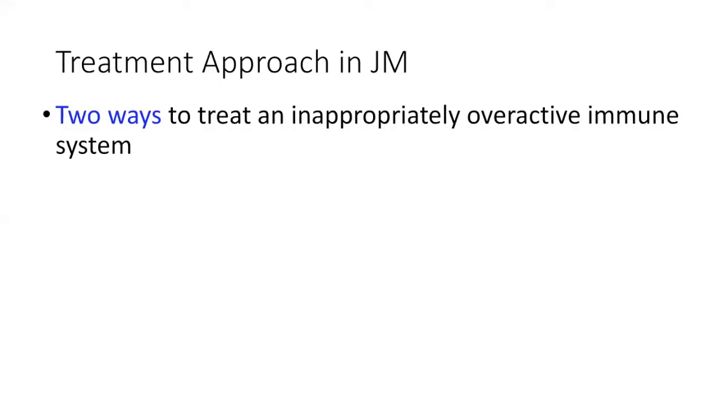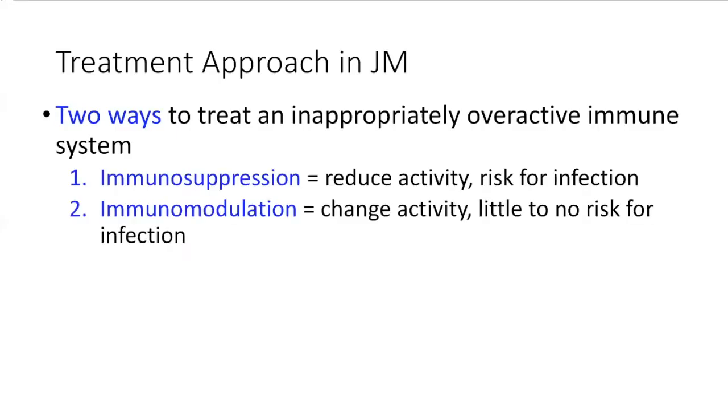And there are two general ways that we've mentioned before about how to treat an overactive immune system. One is by suppressing the immune system. So that does address the goal of treating an overactive immune system. It reduces the way the immune system can function overall, but that does come with a risk of infection because the immune system is not working well. And then there are some medications that modulate the immune system. So they still help us in our goal of treating the juvenile myositis associated overactive immune system, but don't carry the risk for additional infection.